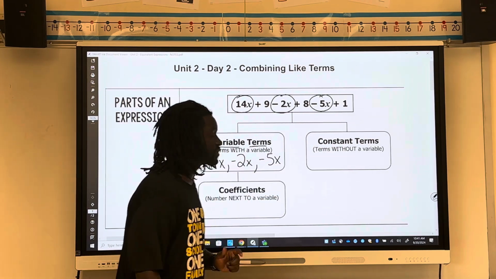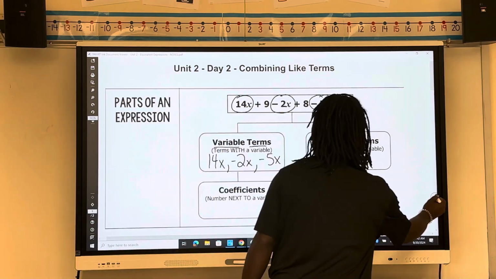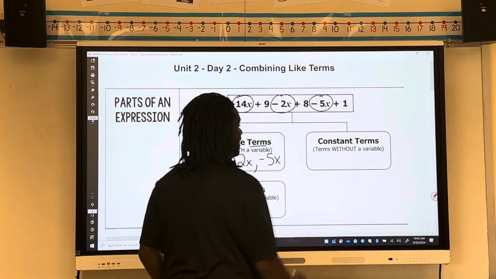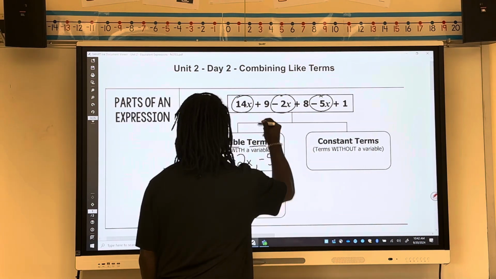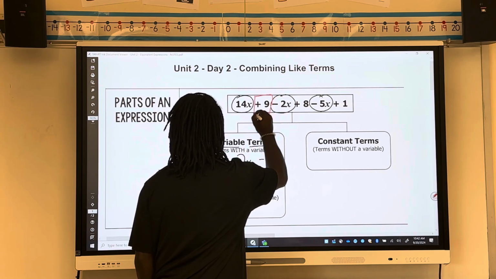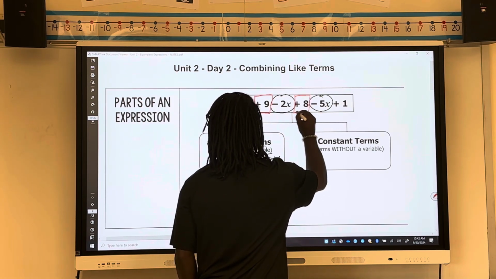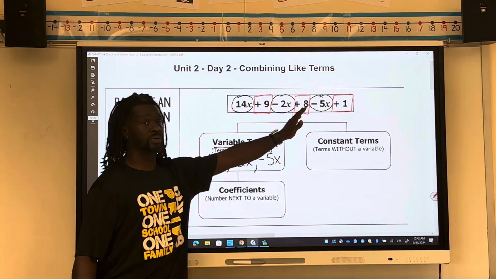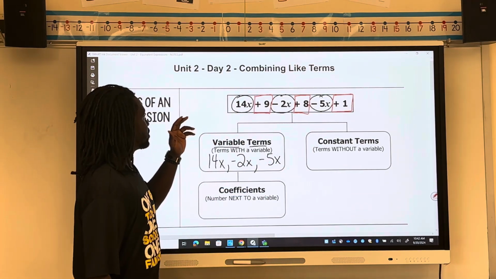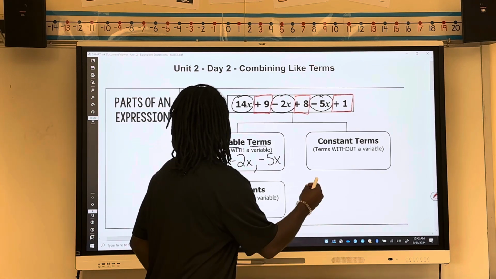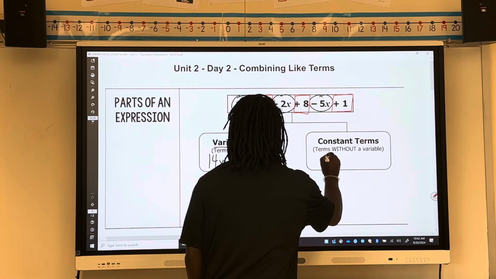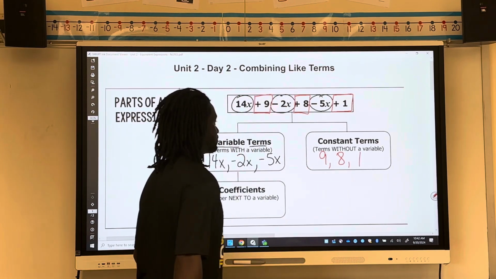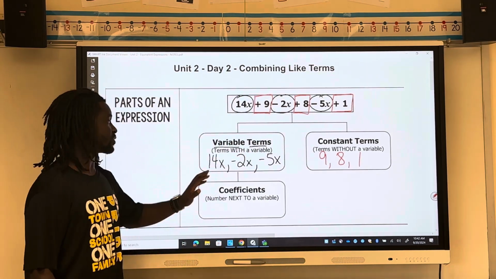Next, we have constant terms. Constant terms are terms that do not have a variable, without a letter. I am going to box these. My constant terms are each of those that don't have a variable. So we have 9, we have 8, and then we have 1. So those are our terms.